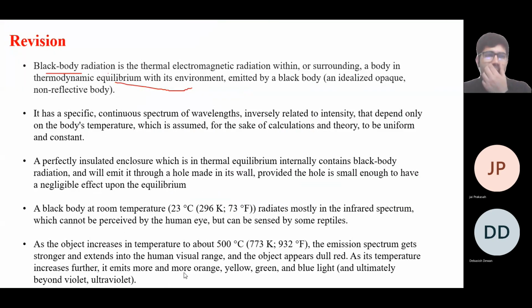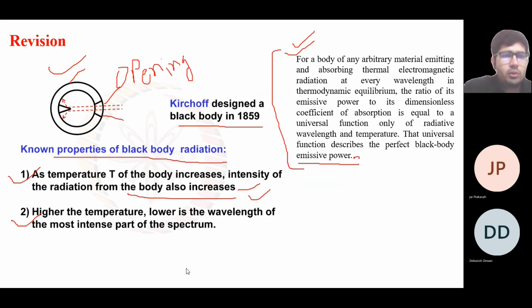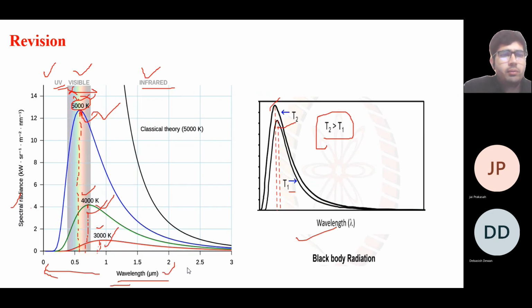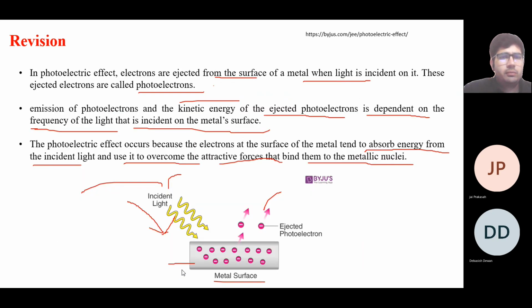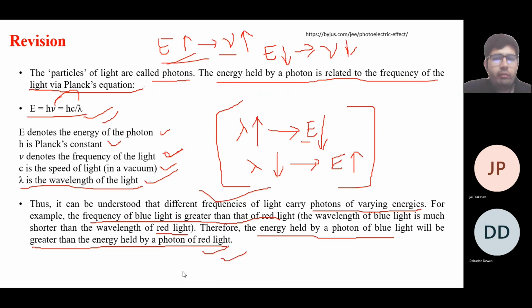In this we have covered the black body, black body radiation, what it is, and some basics of the black body. We have discussed Kirchhoff's law and the important points of black body radiation. We have seen the different wavelengths for UV, visible and infrared. Again, we have covered the photoelectric effect. If anyone has any doubt, please let me know.